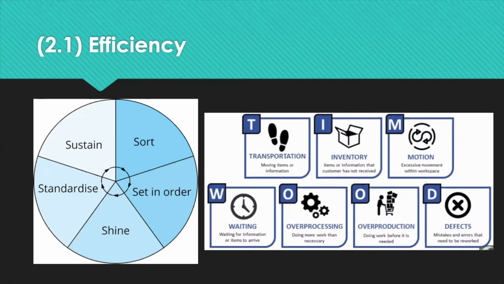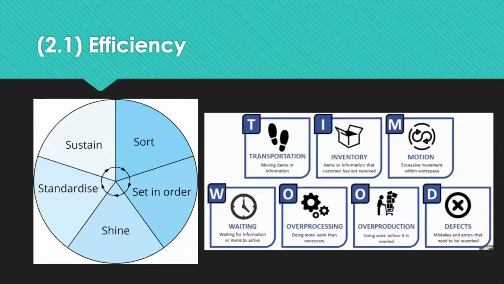The second model on the right-hand side comes from Taiichi Ohno's 7 Wastes. So lean thinking seeks to reduce or eliminate anything that doesn't add any value. And I've put up a really helpful way to remember this, which is TIMWOOD. And these are the 7 wastes. The first being transport. So this is moving items or information that doesn't need to be moved about. I for inventory, holding inventory in stock that you don't need to hold.